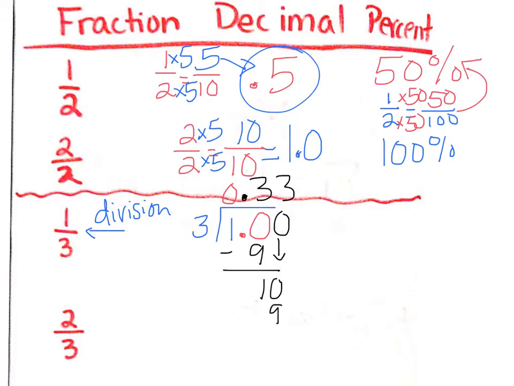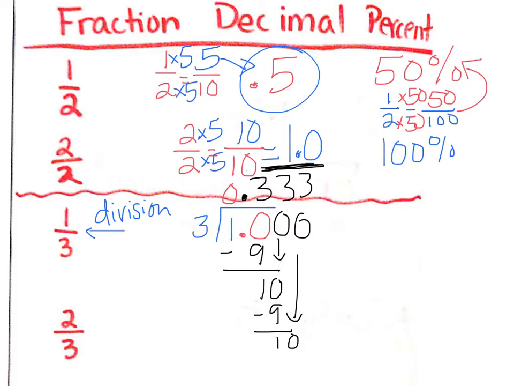You can probably notice that this is just going to keep repeating and repeating and repeating. That's called a repeating decimal. So you put a bar over the numbers that repeat to show that it keeps on going and going and going. To then change that into a percentage, it's really easy.